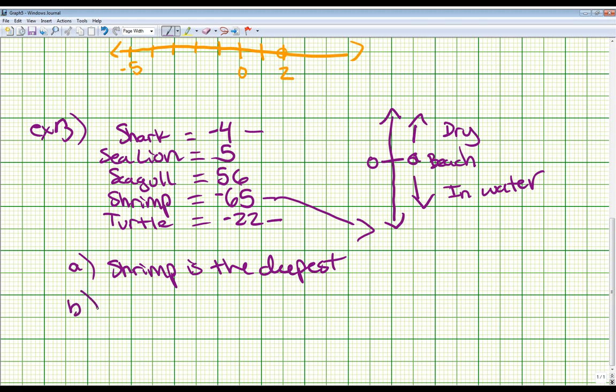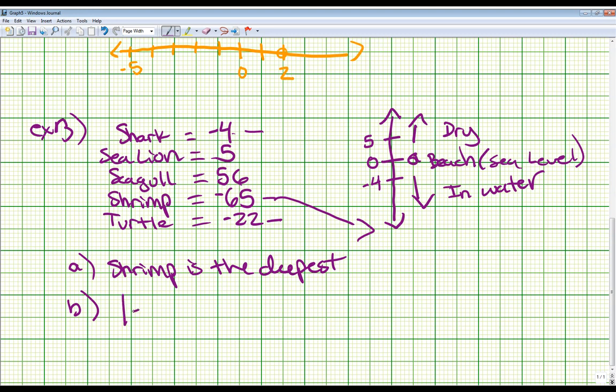And then for question B, is the shark or the sea lion closer to sea level? So remember, this 0, we would call it the beach, or we can call that sea level, where the sea begins. So they want to know which animal between the shark and the sea lion is closest to 0. So the sea lion is at 5 and the shark is at -4. So here's my shark. Let's just pretend that's -4. And here's my sea lion at +5. If I figure out the distance, or basically the absolute value of these two, I'm going to know which one is higher and which one's lower.